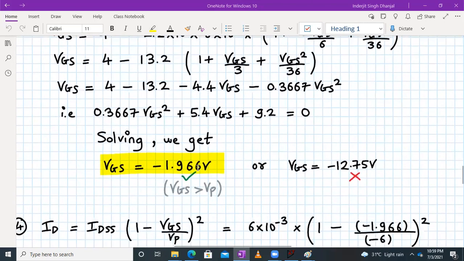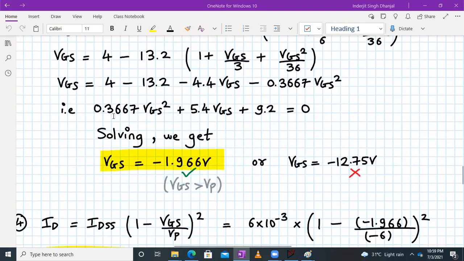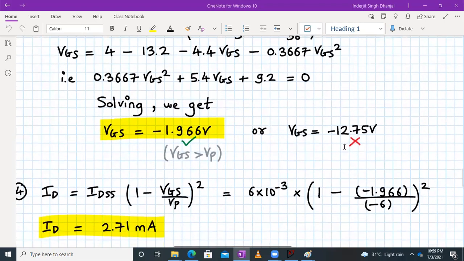And finally, you will get a quadratic equation, which is 0.3667 VGS square plus 5.4 VGS plus 9.2 equal to 0. Solving this, we get two values of VGS. One is minus 1.966 and the other is minus 12.75. So which is the correct one?